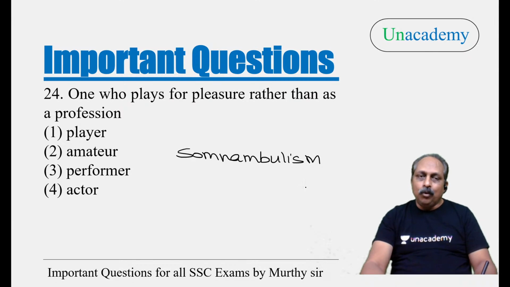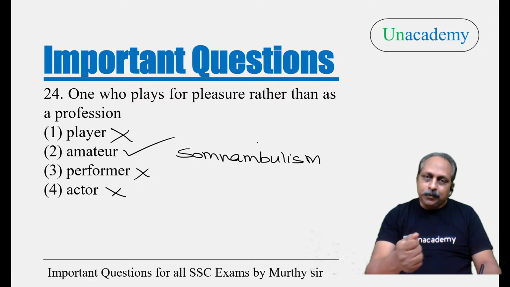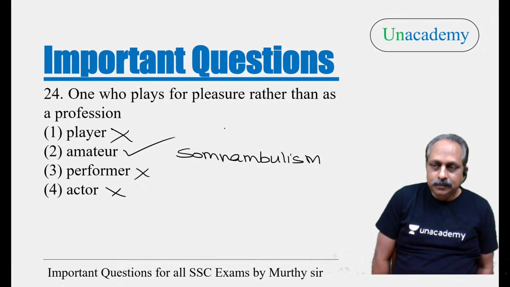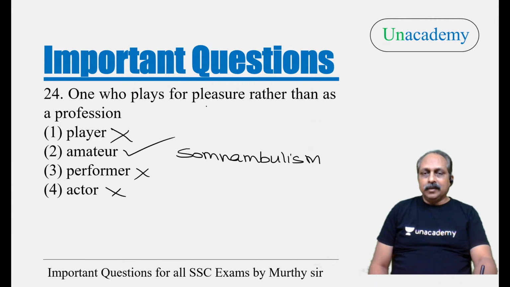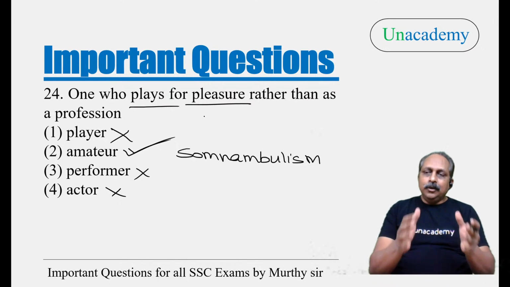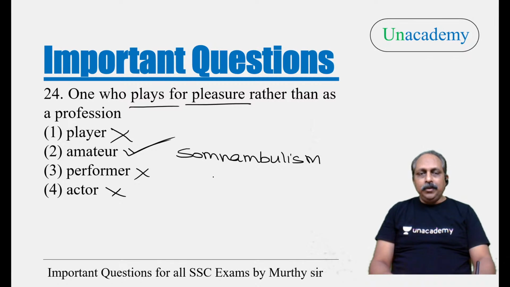Go to question number 24. One who plays for pleasure rather than as a profession. I think we have got this question already. Player, amateur. What is the opposite? Someone plays for money, professional. Someone plays for pleasure. The key word here is pleasure. Not only play, if you do something for pleasure, that's your hobby, then you are an amateur. Amateur cricketer, amateur photographer, amateur mountaineer, anything you can say.